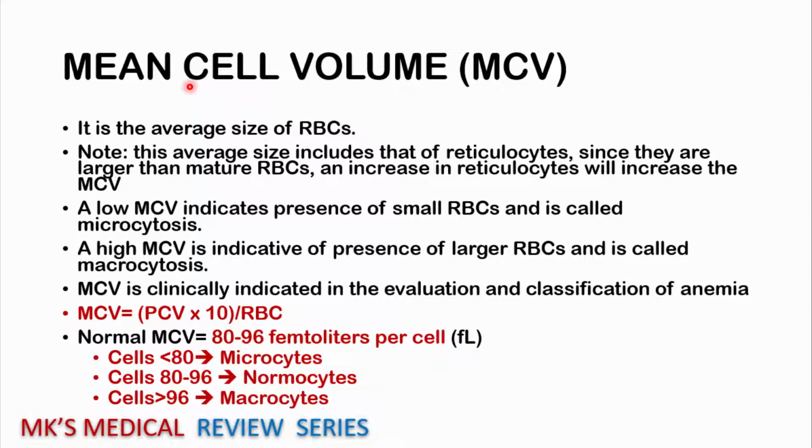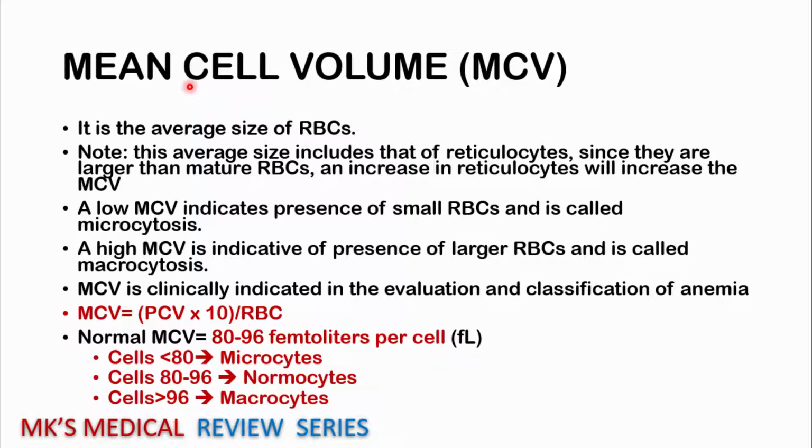So a low MCV indicates that they're going to be small cells. Small red blood cells, we refer to that as microcytosis. A high MCV is going to be indicative that they are large cells, so we refer to that as macrocytosis. And MCV is going to be indicated in the evaluation and classification of anemia. And how exactly do we calculate this MCV? We say the PCV, or the hematocrit, multiplied by 10 divided by the red blood cell number.